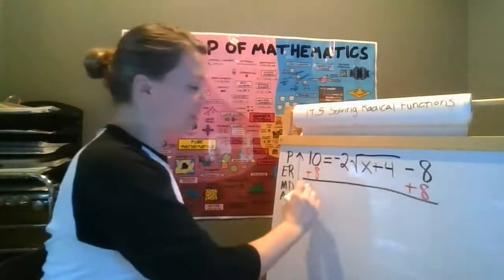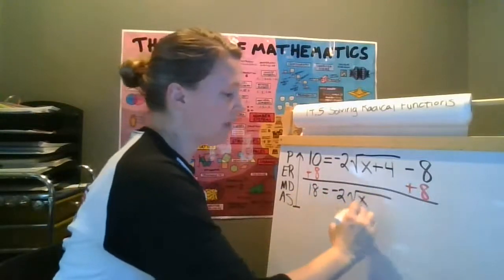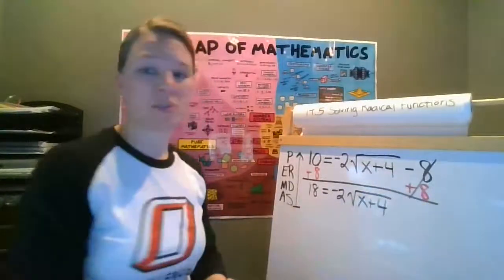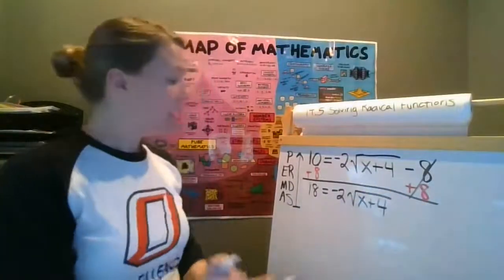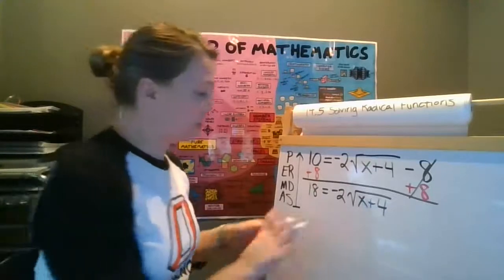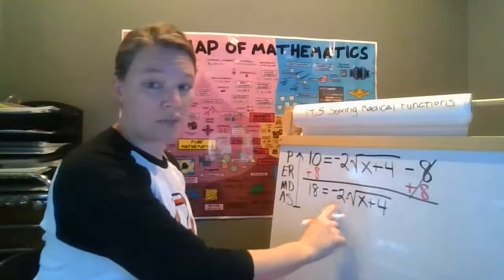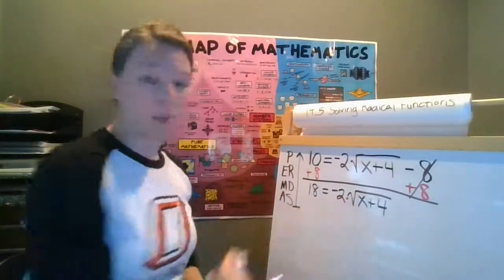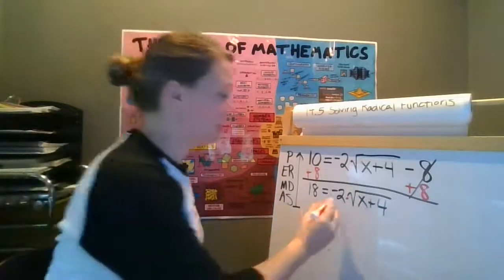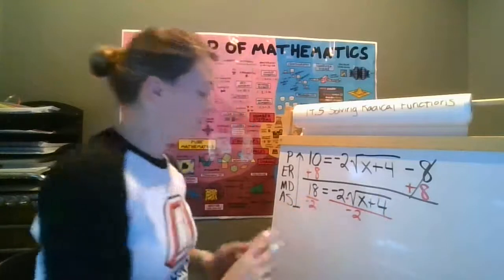When we do that, we have 10 plus 8 is 18 equals negative 2 times the square root of x plus 4. And the negative 8 and positive 8 add up to 0, so we can cancel those. Now we deal with multiplication or division. There is a multiplication symbol here, even if there isn't one written between the negative 2 and the square root. So we undo that by the inverse operation of division. I'm going to divide this side by negative 2 and divide this side by negative 2.